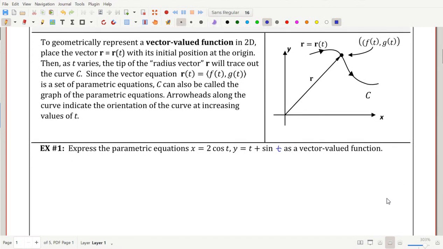Express the parametric equations x equals 2 cosine t, y equals t plus sine t as a vector valued function. It's literally just putting them in the brackets. Here I'm thinking of a dot moving on a line. Here I'm thinking of an arrow starting at the origin and pointing to the dot that's moving on that line.